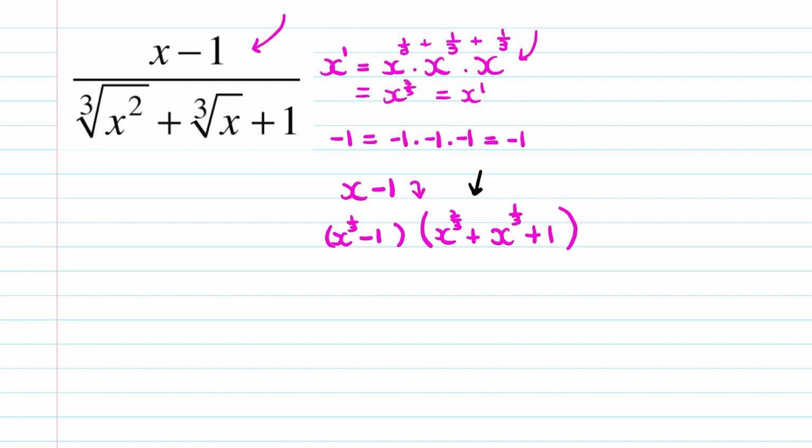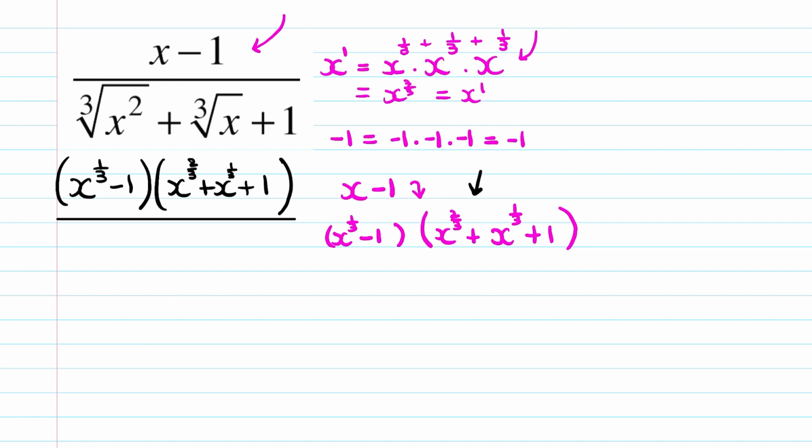So what we want to do is put this in the first line of a sum. We're going to say (x^(1/3) - 1)(x^(2/3) + x^(1/3) + 1), and that is all over the cube root of x squared plus the cube root of x plus 1.